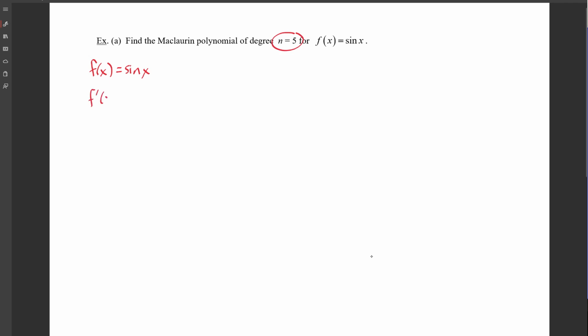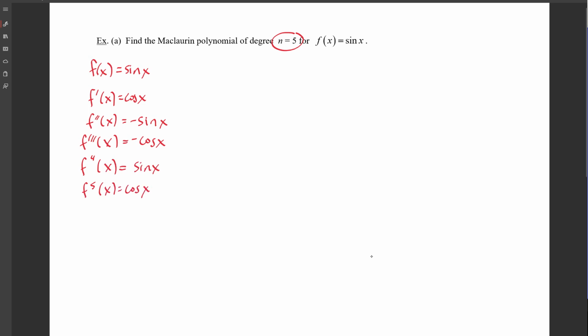So the first derivative of sine x is cosine x. The second derivative will be negative sine x, the derivative of cosine. The third derivative will be negative cosine x. The fourth derivative, then we just start putting numbers up here because it's a lot of work to put a whole bunch of apostrophes. The fourth derivative is going to be sine x. The fifth derivative is going to be cosine x.